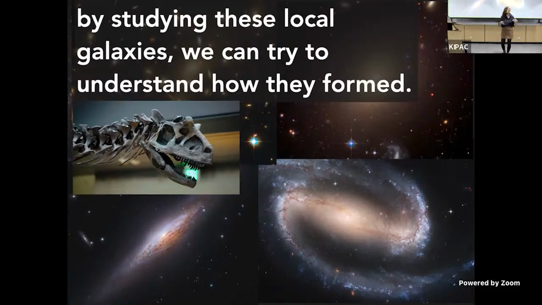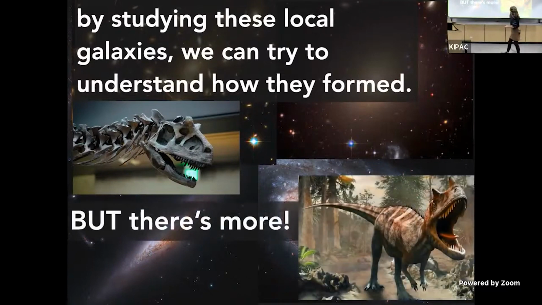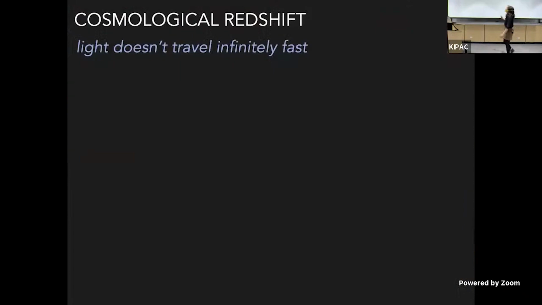So this is the example of we're looking at these galaxies in the local universe, and we're trying to figure out how they got to be the way that they are today. But the coolest thing about astronomy is that we don't just look at fossils. We actually get to go and look at the real live dinosaur. And so this is this phenomenon called cosmological redshift.